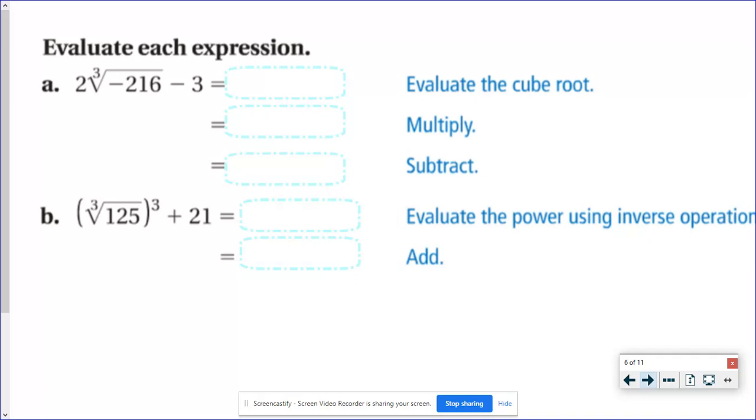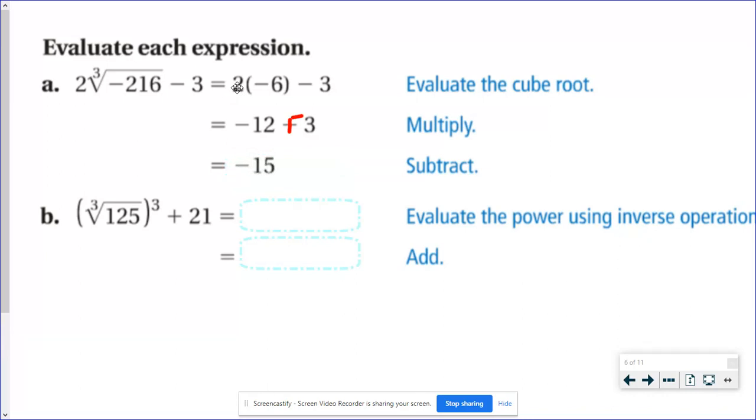The cube root of 216. So we know that the cube root of just a regular 216 is 6. So the cube root of negative 216 is going to be negative 6. Sorry, my mouse is kind of over that. So I would have 2 times a negative 6 would be negative 12. And negative 12 minus 3, or plus a negative 3, is going to give me negative 15.